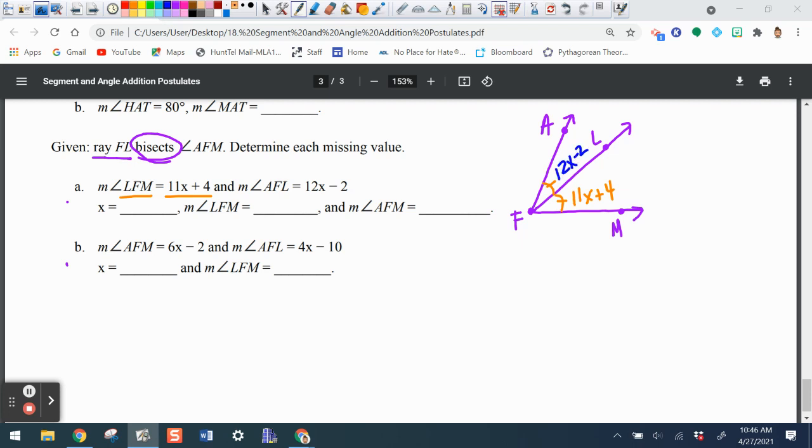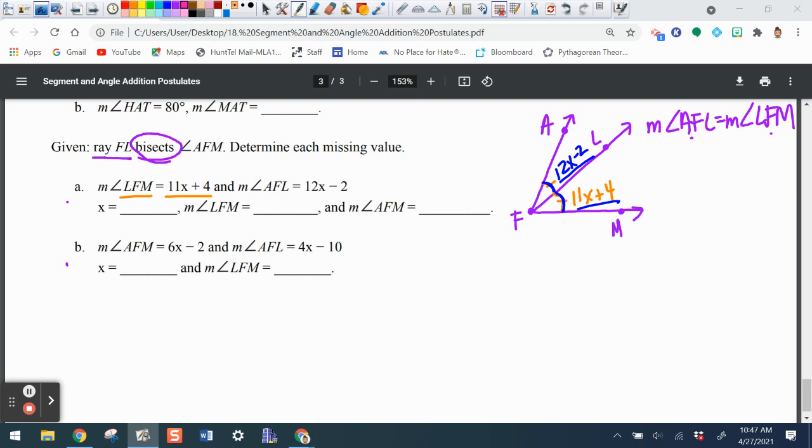This is just like an example we saw with midpoint, where we know that the measure of angle AFL is supposed to be equal to the measure of angle LFM. But there's two different expressions. But again, these two different expressions should represent the same number. So we're going to set them equal to each other. So it's based on this idea that the measure of angle AFL has to equal the measure of angle LFM. So if we have two different expressions for these two angles, we have to set them equal to each other.